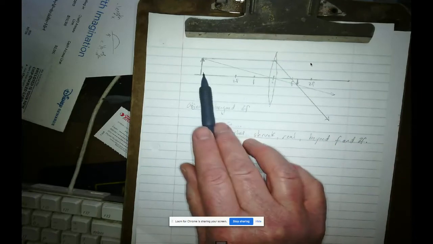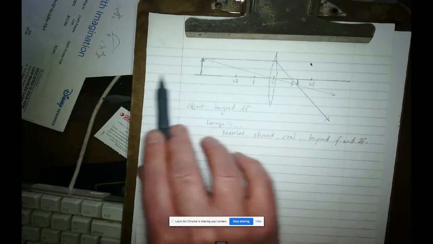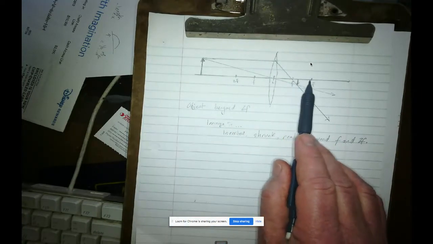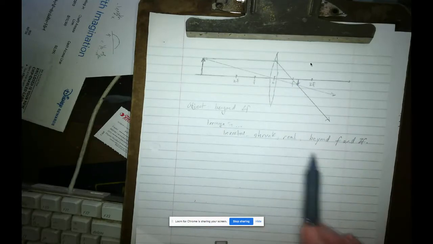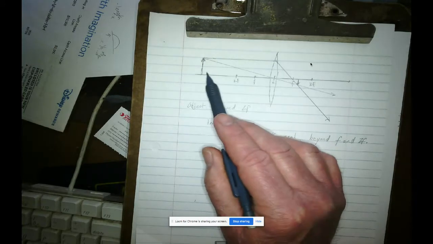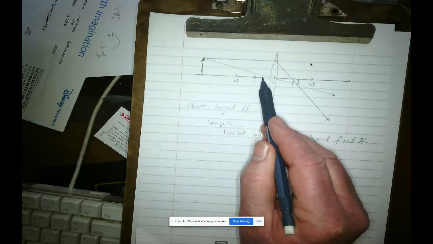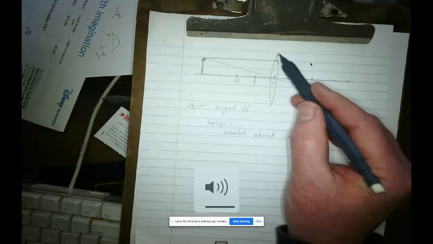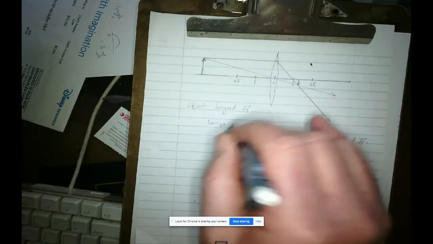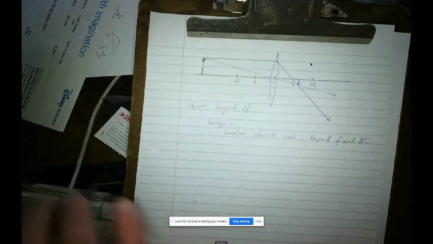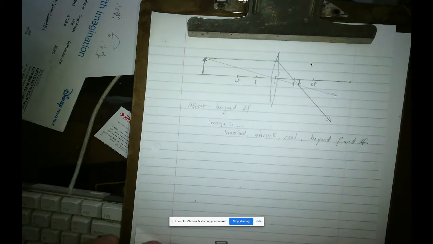Whenever the object is beyond 2F, whether it's here or here or here or here, the image is always going to be between F and 2F, and it's going to be inverted, shrunk, and real. And we want to know what happens when the object gets to each of these turning points. It turns out that no matter what my convex lens looks like, these rules are always going to be the same. Now I can do it with math as well.